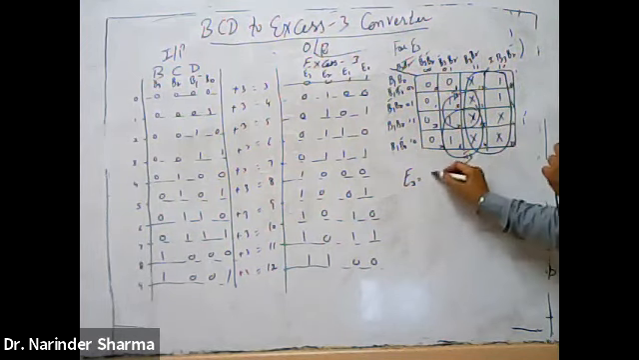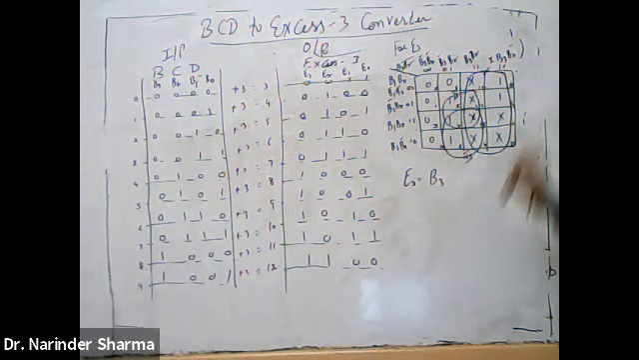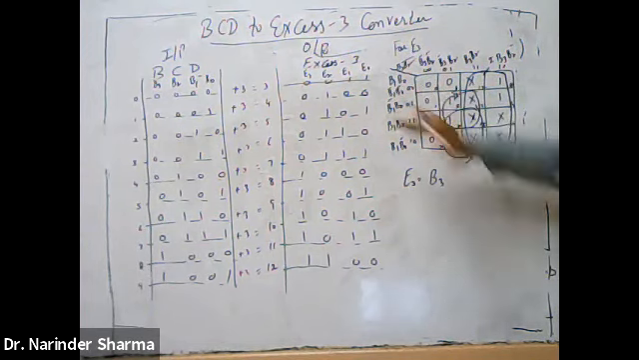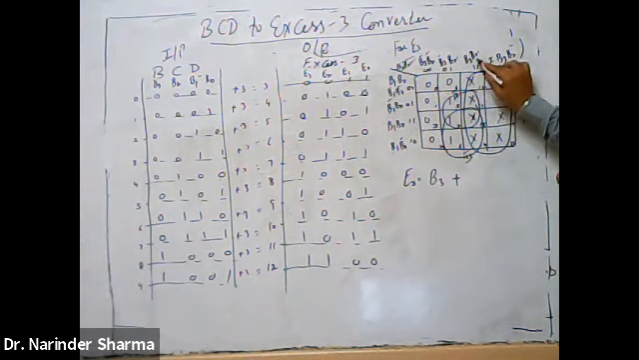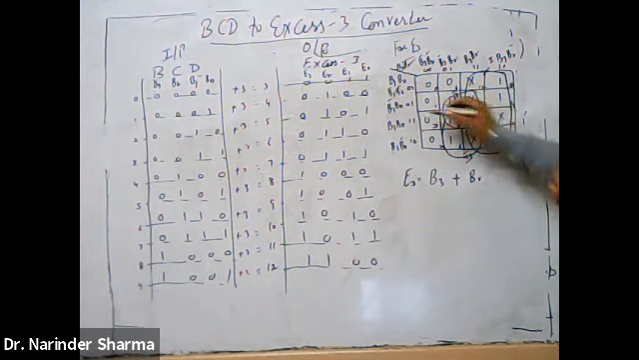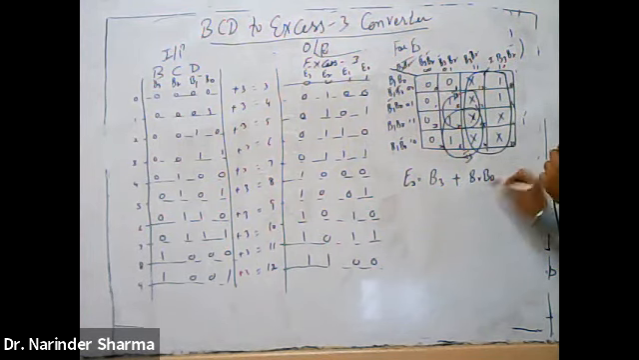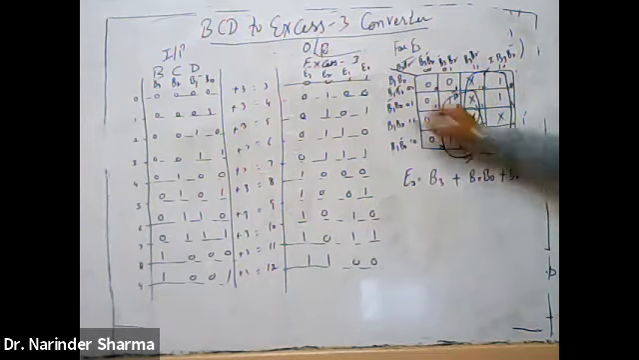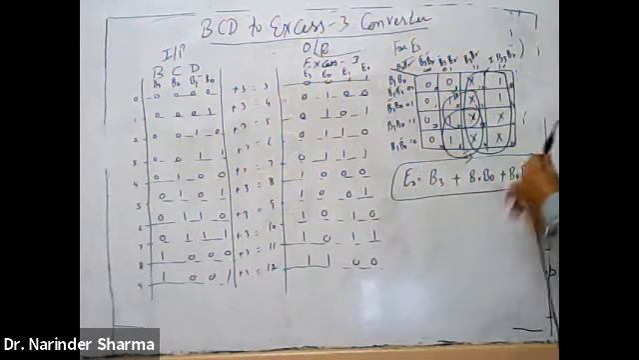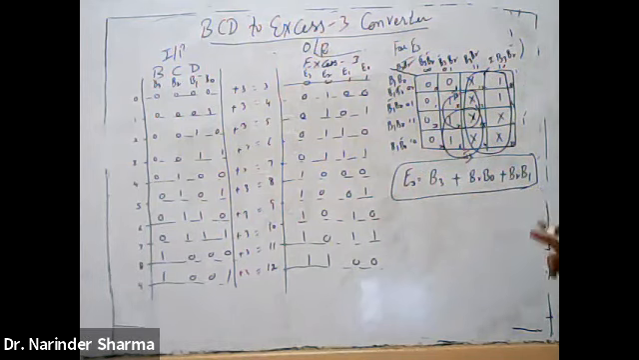Here you will get B3 common, in between these two, B3 common. If a whole vertical line or horizontal line is there, it will be automatically striped out. Plus, for the second group, horizontally you will get B2, vertically you will get B0. Plus, for group number 3, horizontally you will get B2, vertically you will get B1. So this is the value of E3. We have got E3 equals B3 plus B2 B0 plus B2 B1.